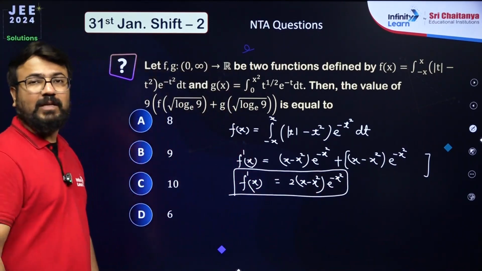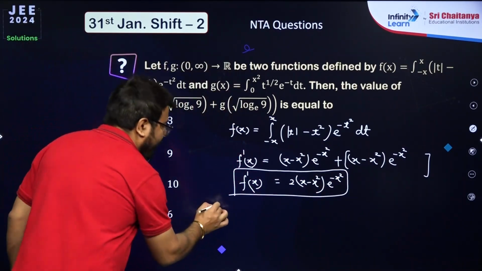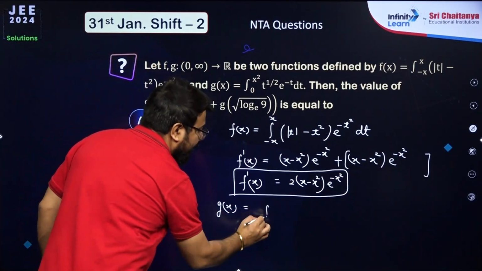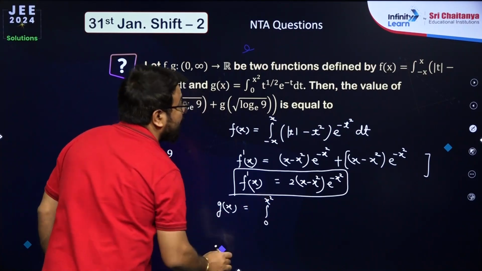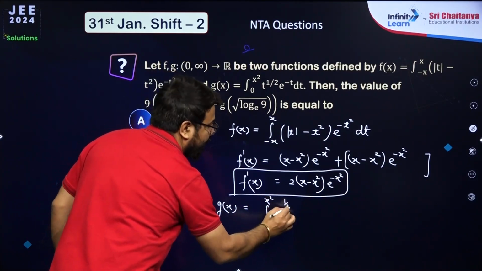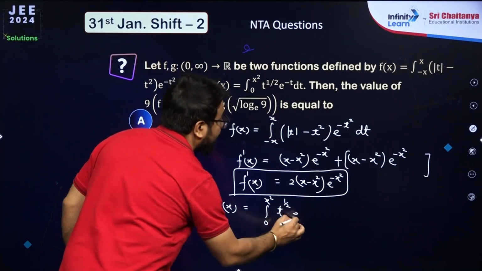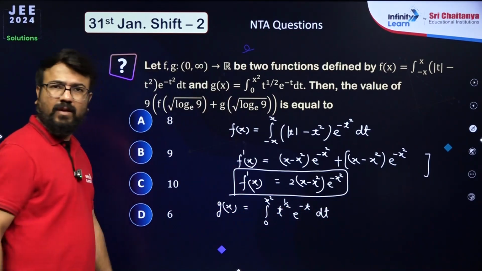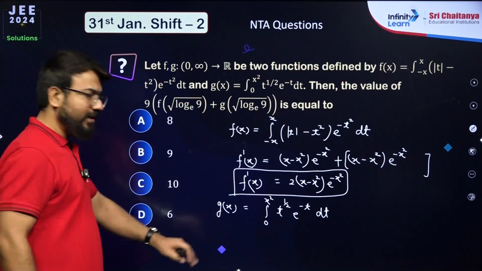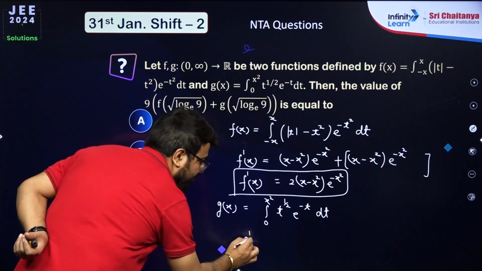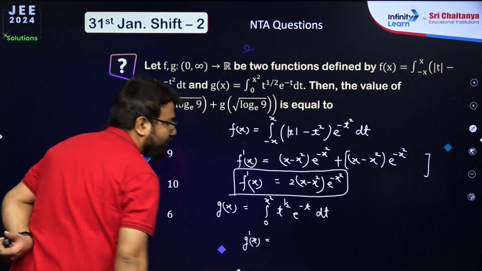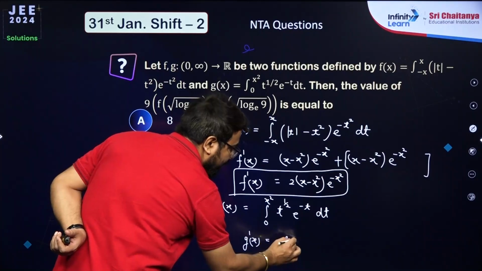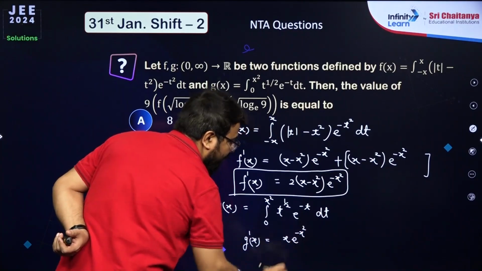Now I want to get the value of g dash. So for getting the value of g dash, let us write the function g. It will be from 0 to x square, then we have t raised to the power half, then we have e raised to the power minus t, and then it is dt. Alright. So we need to find the differentiation of this function g dash. Here we will just place the value of t as x square. So this will become x e raised to the power minus x square.